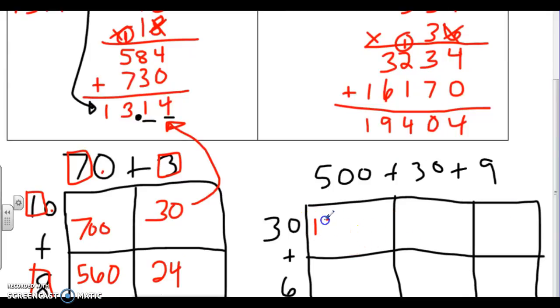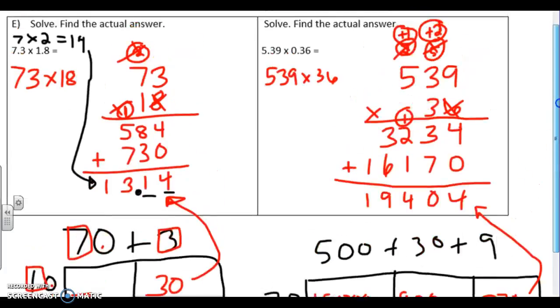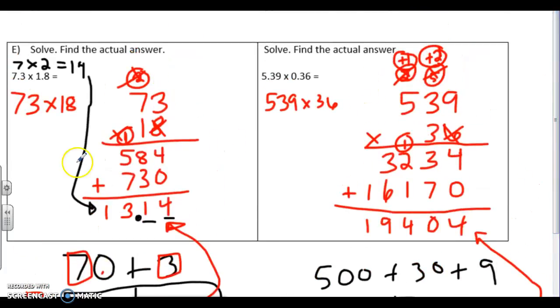I'm just going to show you this should be a 15 with 3 zeros. So you should have 15,000. This should be 30 with 2 zeros. That should be 3,000. This should be 9 with 2 zeros for 900. This should be 27 with a 0 for 270. This should be 18 with a 0, 180. And then last but not least, this should be 54. Hopefully you chunked them and added them together to get 19404. We need to figure out where our decimal point goes.